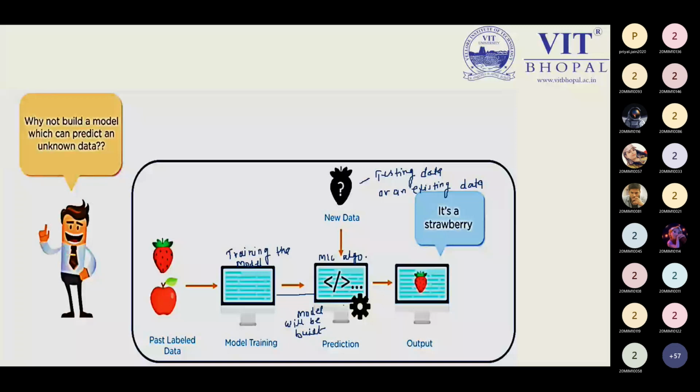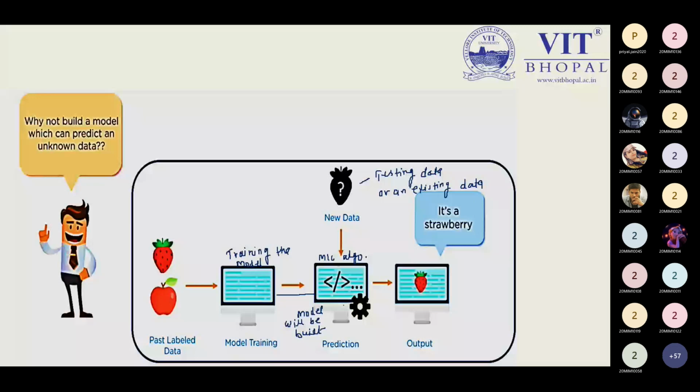This is a big question I have in my mind: why should I not build a model that can predict the unknown data? As a basic machine learning approach, I have past labeled data. Why labeled data? Because in supervised learning, we can use only labeled data. That is the term you have to keep in mind. So I have past labeled data in two forms, strawberry and apple, and my model will be trained on it.